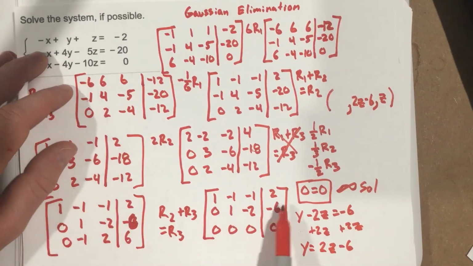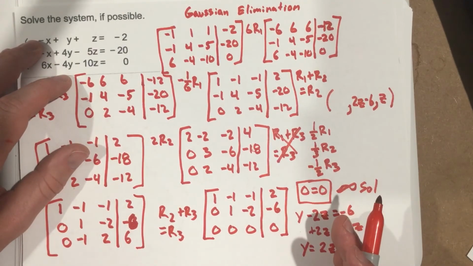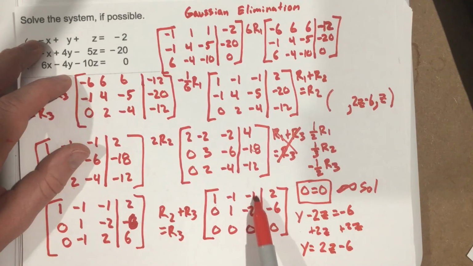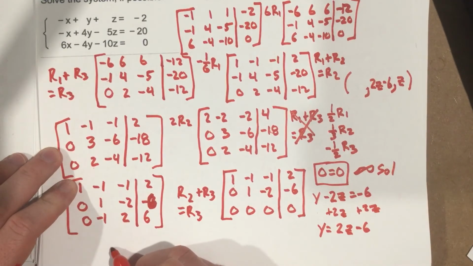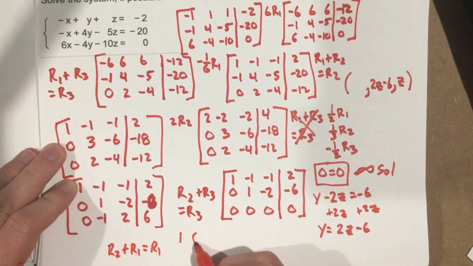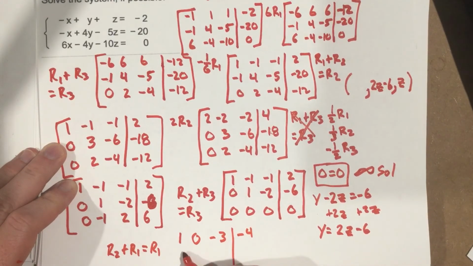Now I'm going to take this last little piece here, and technically I need an equation with x in terms of z, right? So I need x in terms of z. So I can get that by taking this middle row and adding it with the top row. So I'm going to take R2 plus R1 equal R1. And when I do that, I end up with 1, 0, -3, -4. Still 0, 1, -2, -6, and 0, 0, 0, and 0.